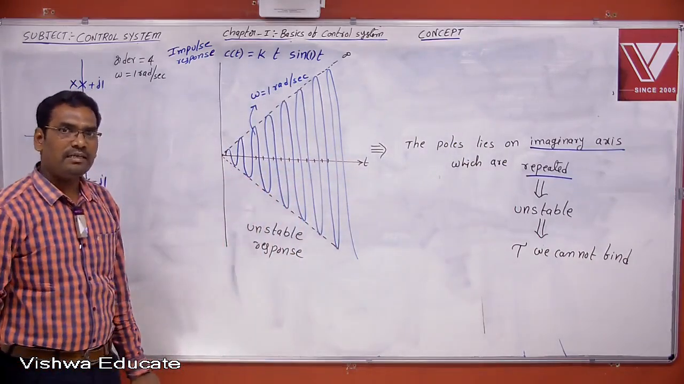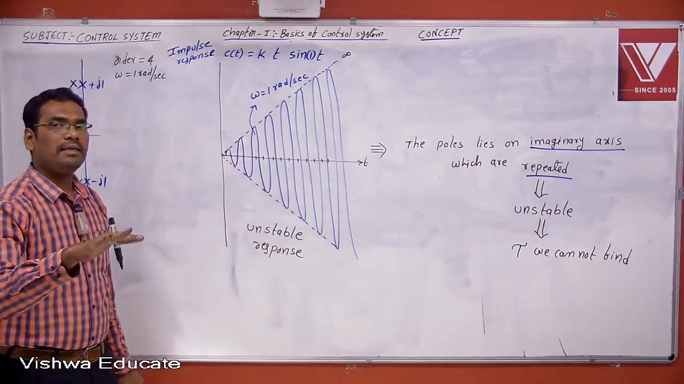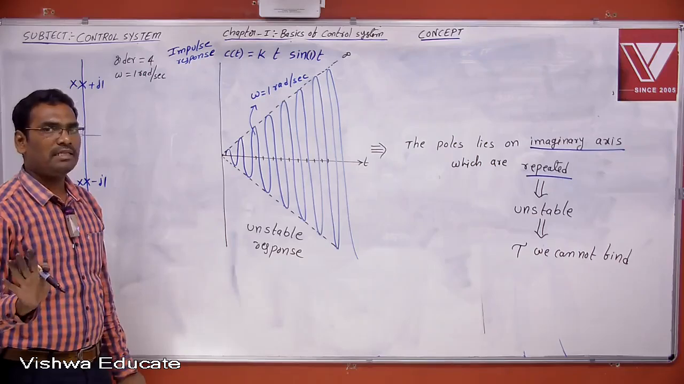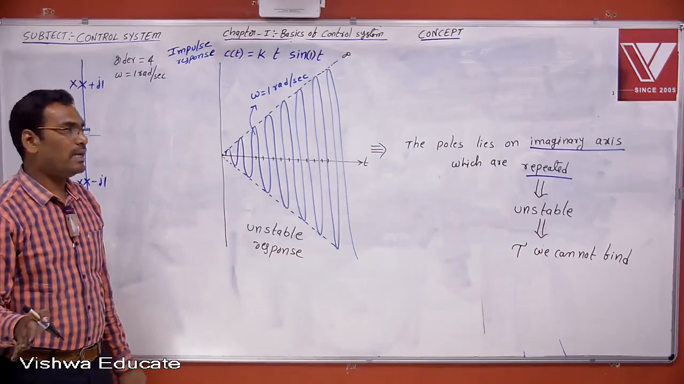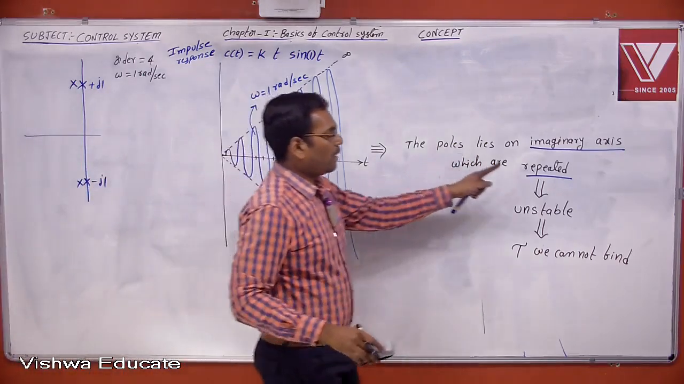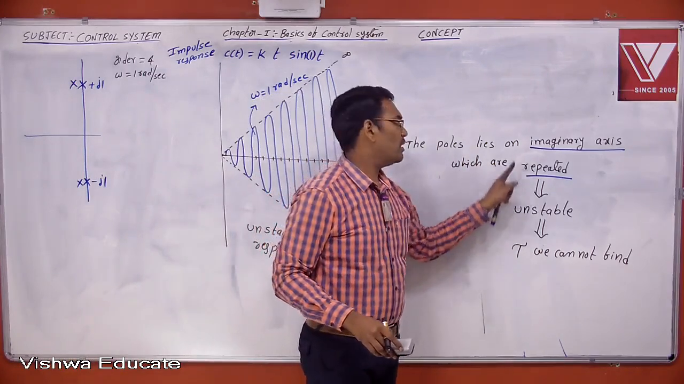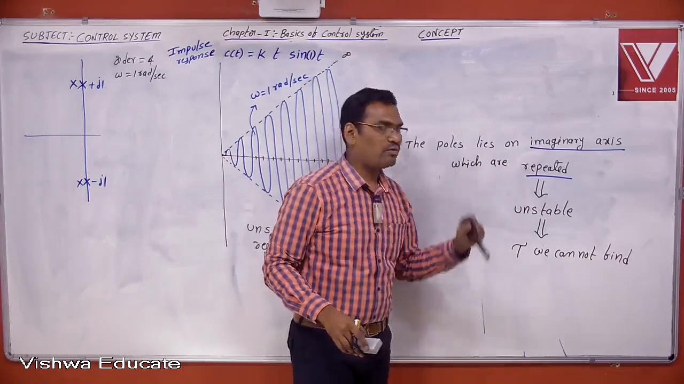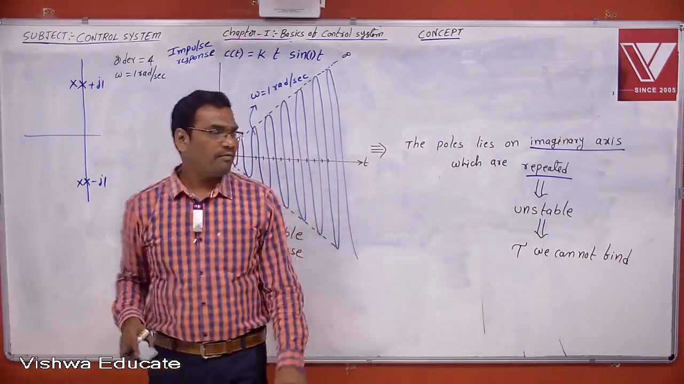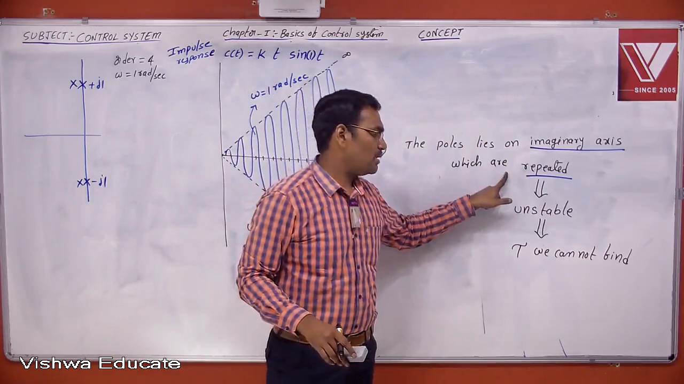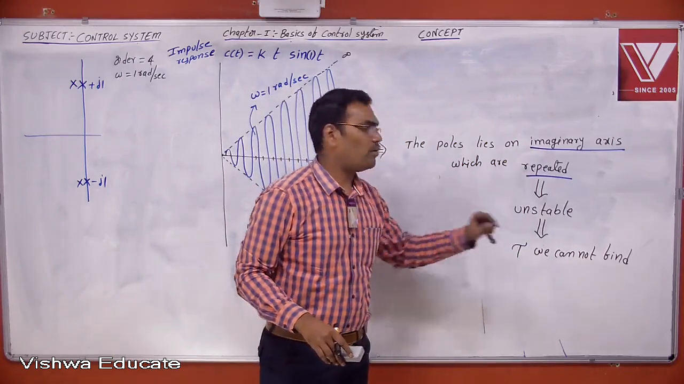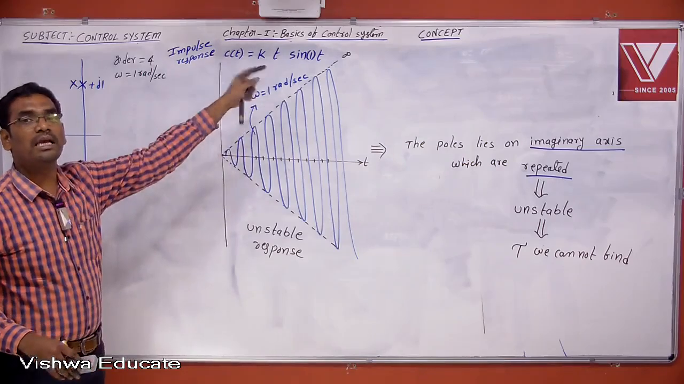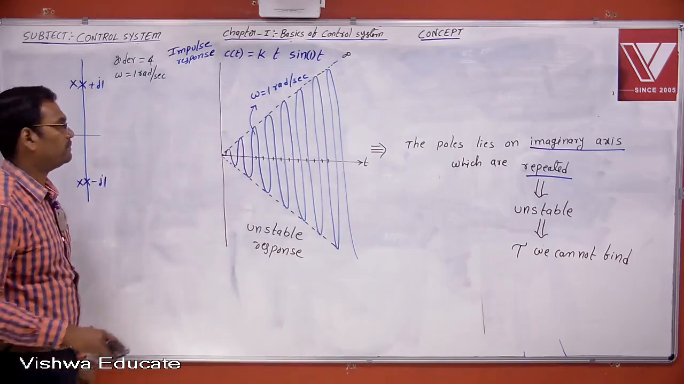The left hand side is stable, the right hand side is unstable, but on the imaginary axis don't blindly remember marginally stable. No, on the imaginary axis, if the poles are repeated, then it is unstable. If the poles are not repeated, then it is marginally stable and we have to find the time constant. But if it is repeated on the imaginary axis, the system is unstable and we cannot find the time constant, because for a bounded input it will produce an unbounded output.